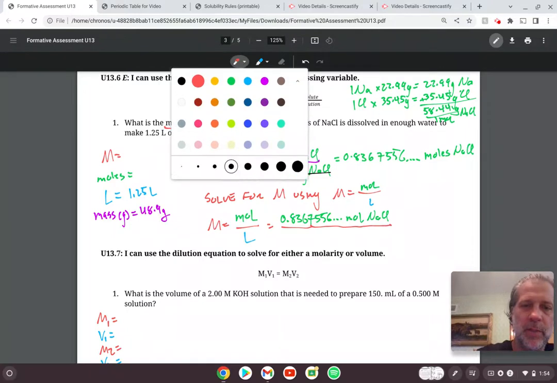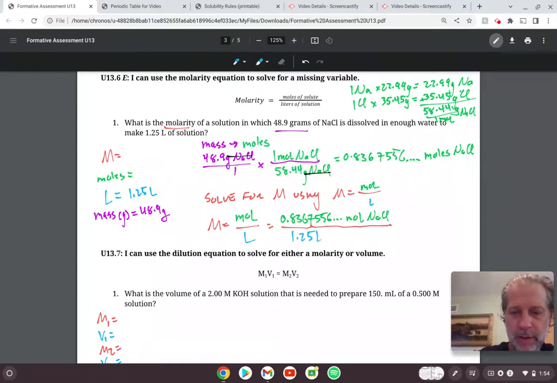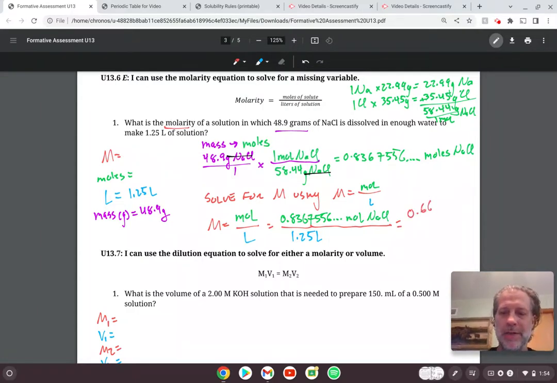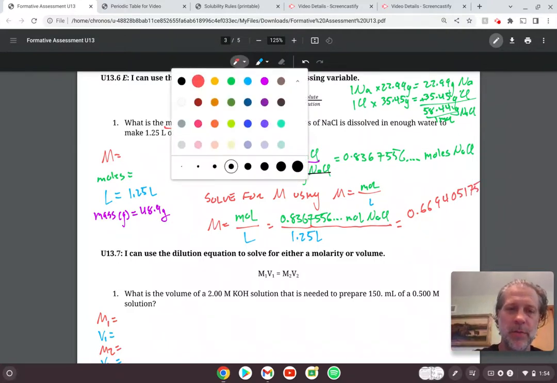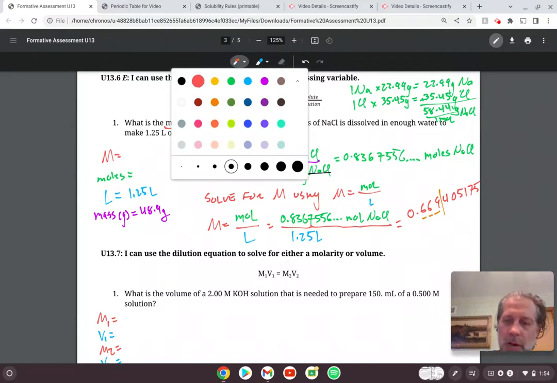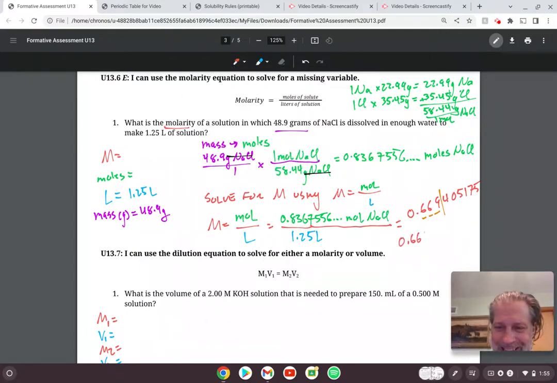And the problem said that we were making about 1.25 liters. So now we're just going to take that and divide. And we get a molarity here somewhere in the ballpark of 0.669405175. But this problem has 3 significant figures all the way through. So I'm going to count my 3 sig figs. So 1, 2, 3. That 4 does not round that 9 up. So my final answer here is going to be 0.669 molar NaCl.